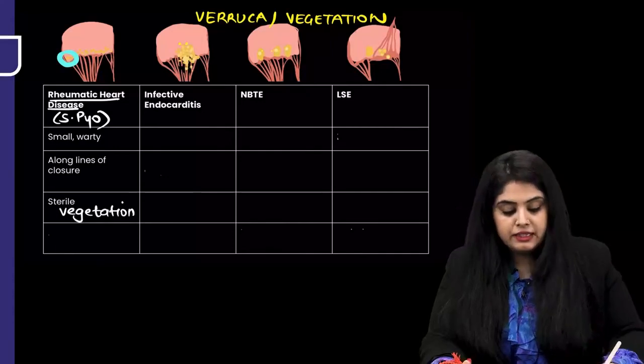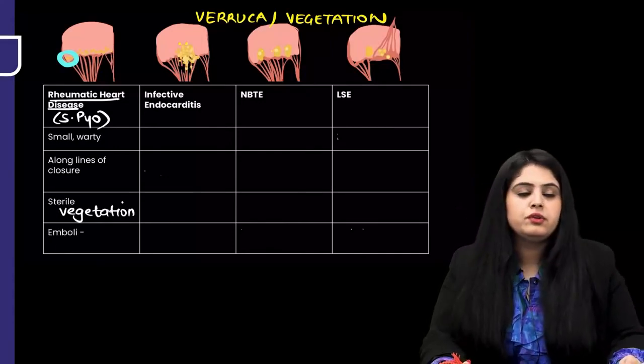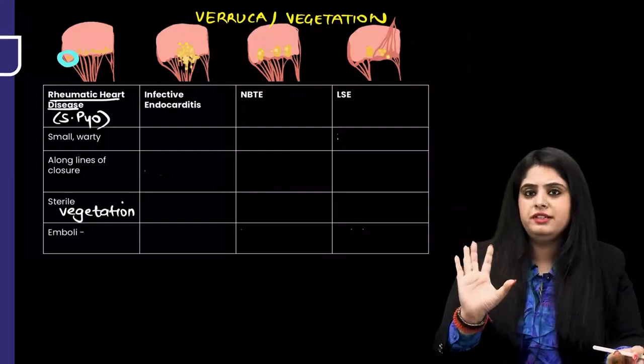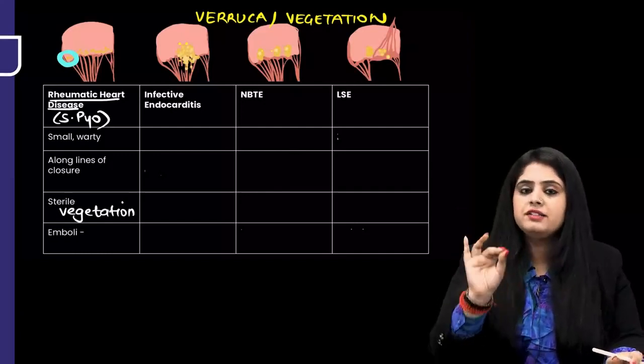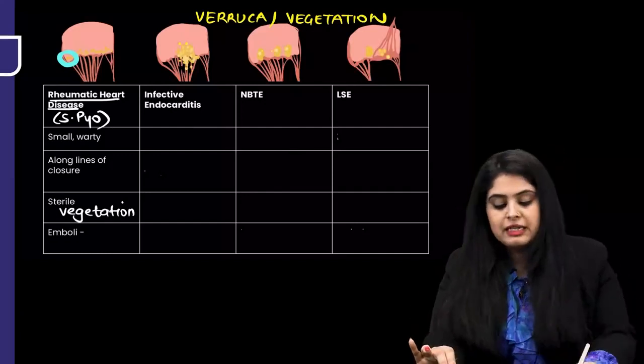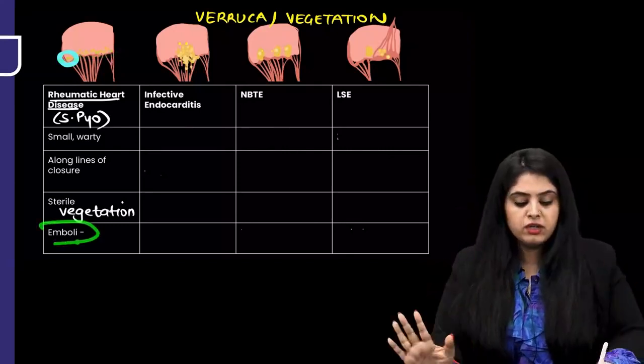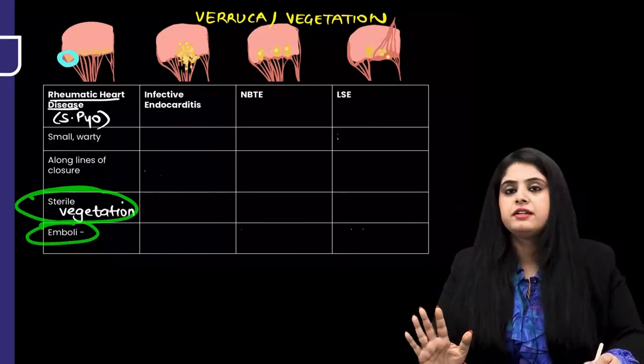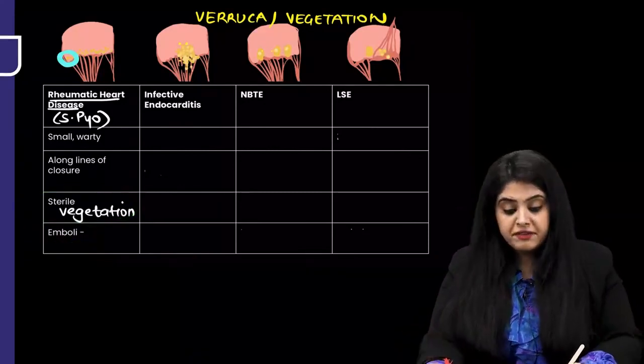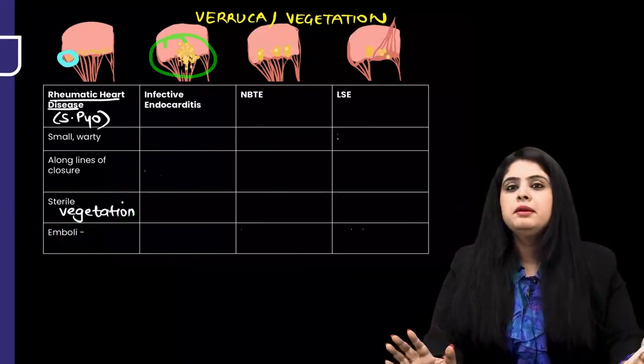And finally, is it going to spread anywhere? It is not going to spread. So simple, small, innocent. That is how I have learned. Rheumatic heart disease, small innocent vegetation. Tiny vegetation sitting along its territory, not going anywhere, not undergoing embolization, not at all infected. Small innocent. Whereas infective endocarditis, big bad.